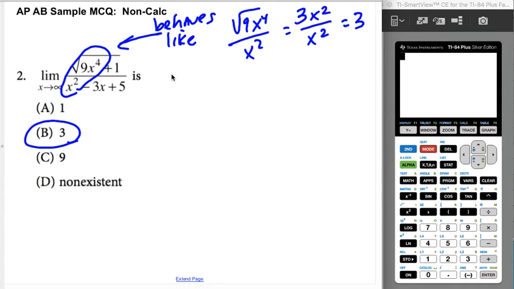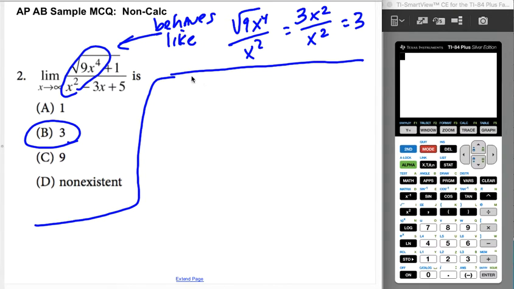There is a mathier way to do this, right? And you're certainly welcome to do it. And on free response, maybe you'd be required to, but on multiple choice, your job is to be able to get to the right answer.